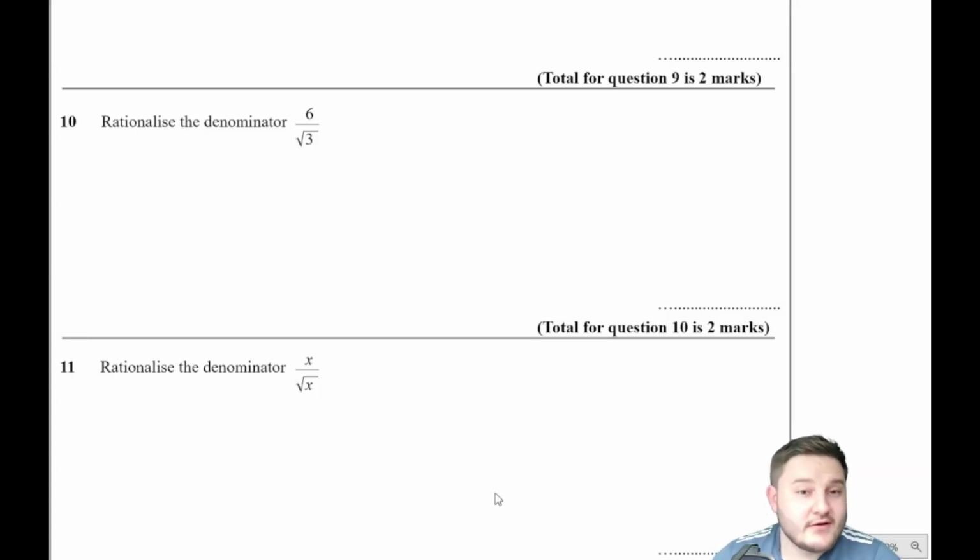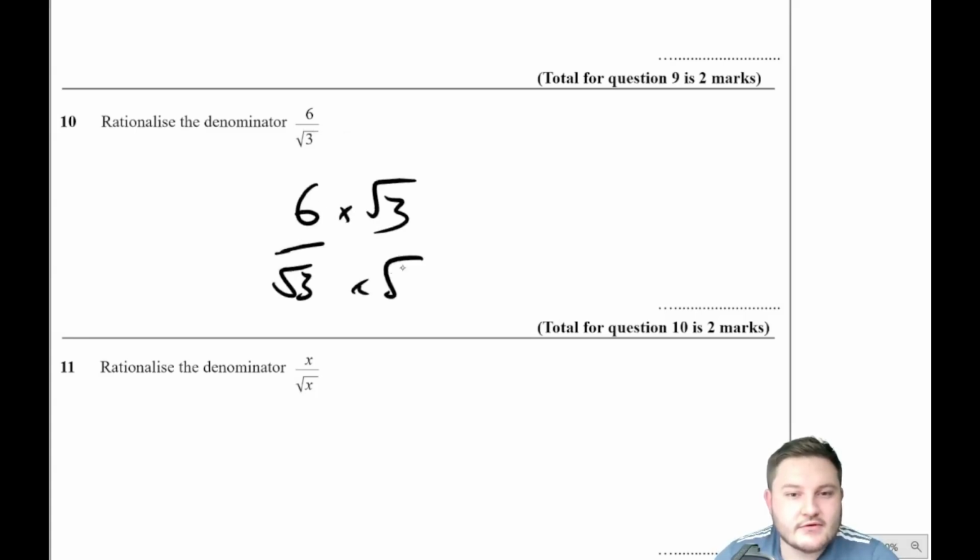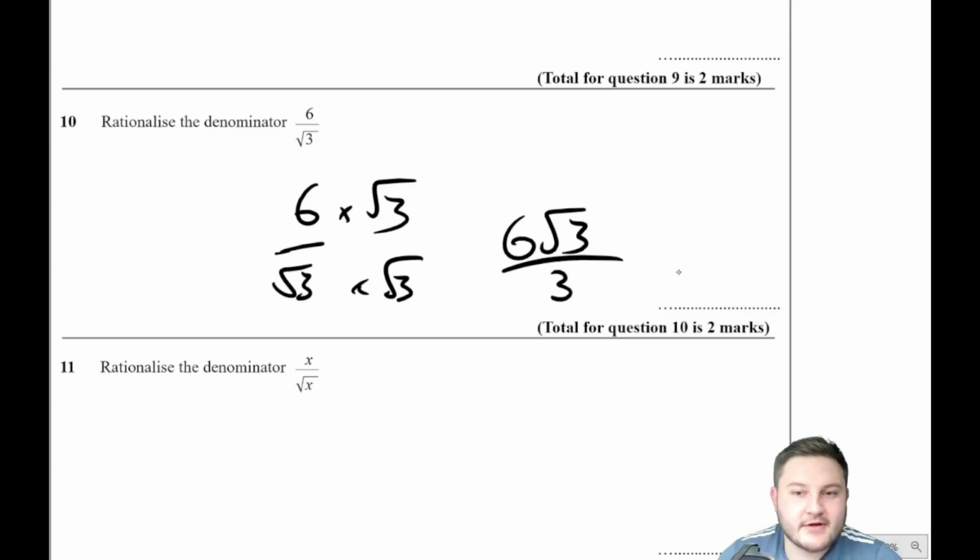So hopefully you've had time to look at these. We need to multiply the denominator by the square root of 3. So 6 times the square root of 3 and root 3 times the square root of 3. So we get 6 root 3 over 3, because the square root of 3 times the square root of 3 is the square root of 9, so that would be 3. And this simplifies. 6 divided by 3 is 2, so this simplifies into 2 root 3.